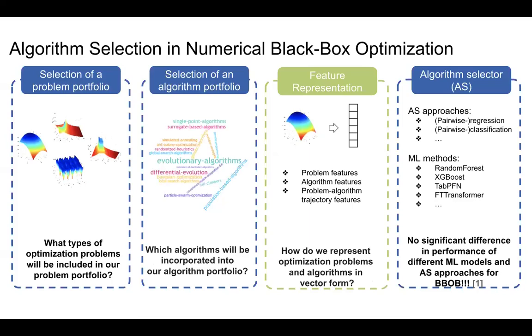When we are doing algorithm selection, there are different types of questions that we need to decide upon during our experimental setup. The first question is what types of problems we will be including in the problem portfolio. Then we also have to select the set of algorithms from which we will be choosing. There is the question of the feature representation, which we'll be focusing on today, and the choice of the machine learning models for the algorithm selector.